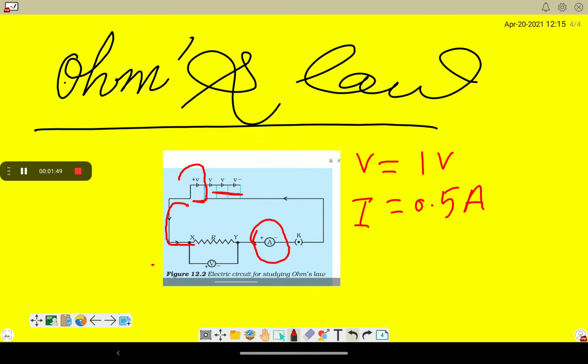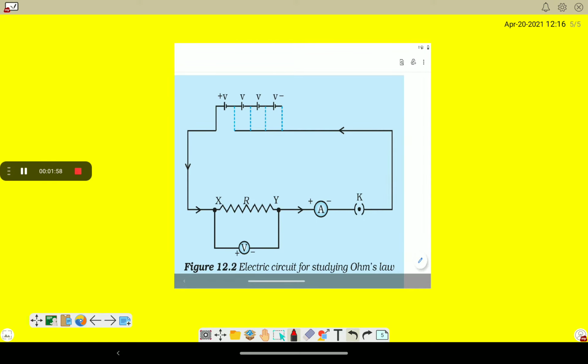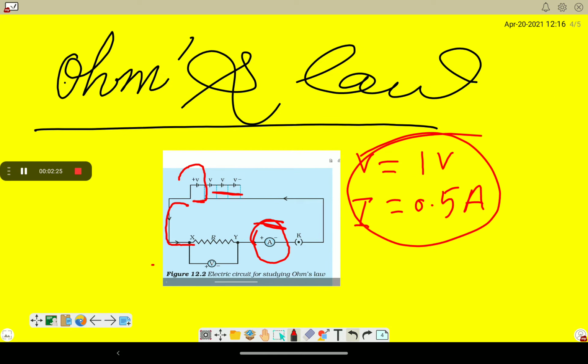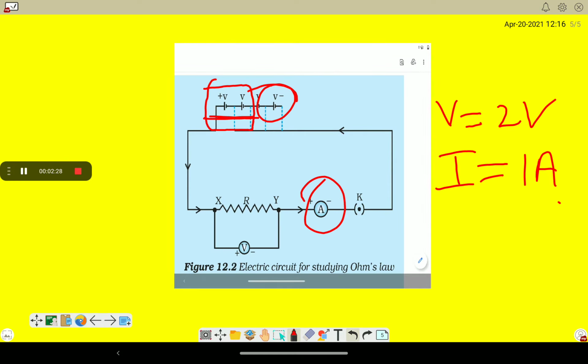Okay. After some time, we have connected another cell to it. Now we have a battery of 2 cells. Okay. These 2 are not in the circuit. These 2 are connected to it, V. Okay. And let's say the voltage is 2 volts now. What has been observed in the ammeter reading? The current is increased now. It is 1 ampere. Okay. Earlier it was this one. Now this time it increased.